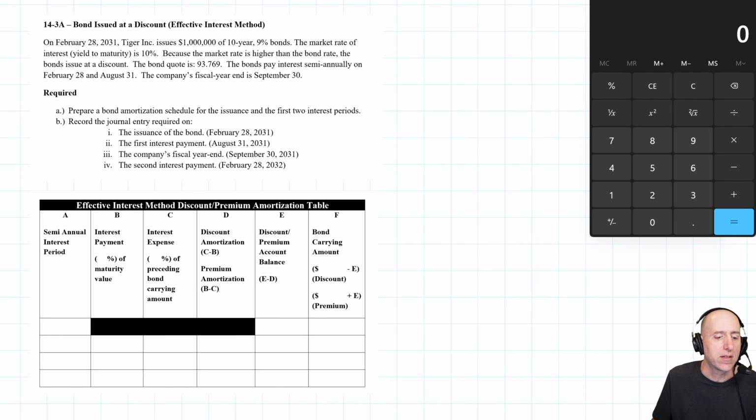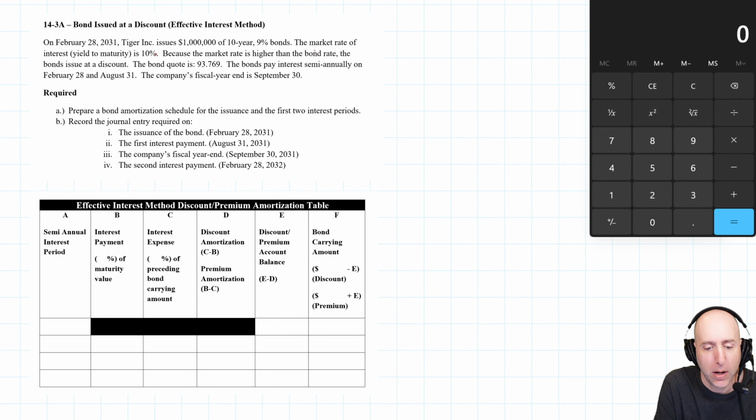On February 28th, 2031, Tiger Inc. issues a $1 million of 10-year 9% bonds. So our bond is promising to pay 9% interest, annual interest. The market rate of interest is 10%. Okay, so we're promising 9%. The market thinks 10% is the right number for us.